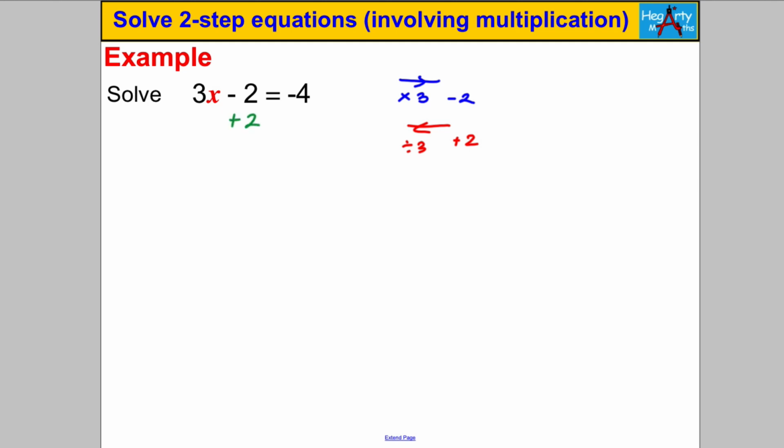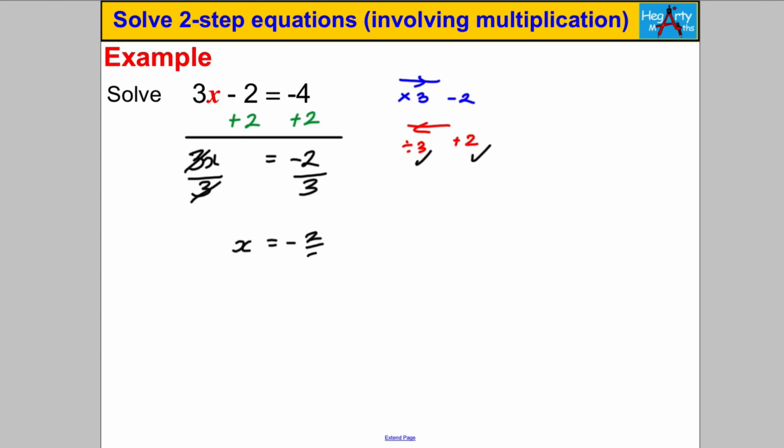I'm going to add 2 to both sides. Draw my line under it there. I'm going to get myself therefore that 3x is left on this side. Negative 2 add 2 is 0. Negative 4 add 2 is negative 2. So I've added 2 to both sides. Now it's a case of dividing by 3. Divide both sides by 3. I'm just left with x on this side because the 3's cancel. Negative 2 divided by positive 3 is overall a negative answer, and the answer is negative 2 thirds. And there you go, we're done.